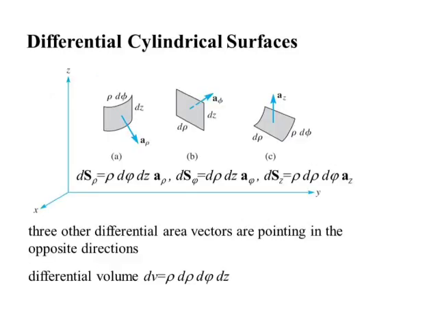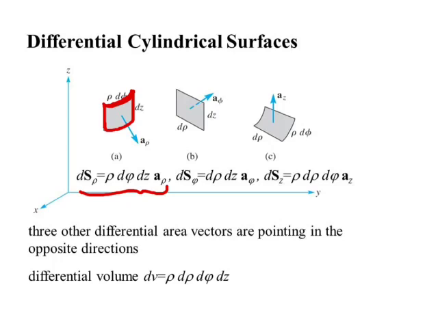So this figure expands each one of these surfaces, and we show the main ones. Here, if we only consider the front area, you can see this arc has a length of rho d phi. This arc here has a length of dz. Then this whole area has a value of rho d phi dz, but it's pointing in the rho direction. So this will give you the differential area vector in the rho direction.